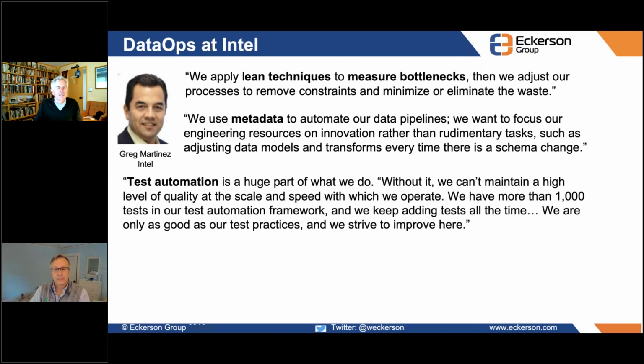Here's an important one. Test automation is a huge part of what we do. Without it, we can't maintain a high level of quality, the scale, and speed with which we operate. We have more than 1,000 tests in our test automation framework, and we keep adding tests all the time. We are only as good as our test practices, and we strive to improve here. This might be the most important part of DataOps, is adding tests. And it helps if your code is componentized, right? So you can have a couple of tests on the input, a couple of tests on the output, and you run them all the time.